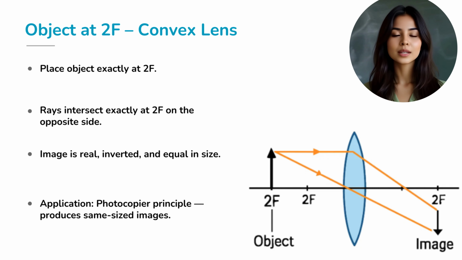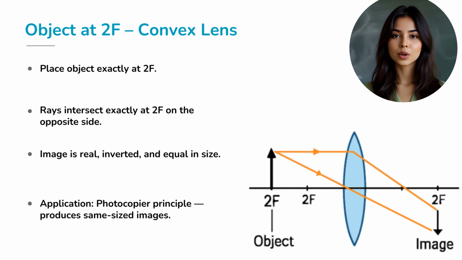Now students, let's place the object exactly at 2f, twice the focal length from the convex lens. This is a very balanced case. Here's what happens. The rays from the object pass through the lens and meet exactly at 2f on the other side. In other words, object and image both stand at equal distances, just on opposite sides of the lens.